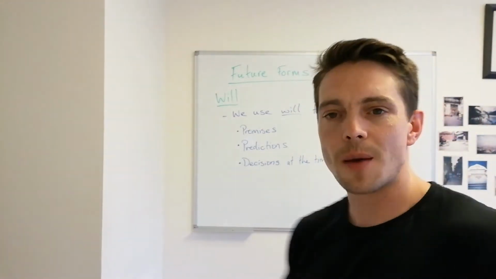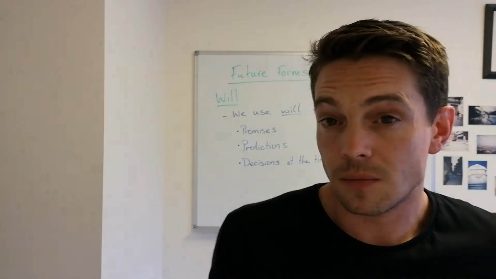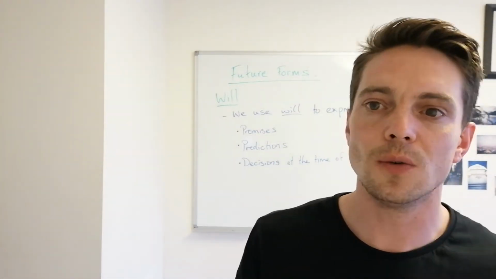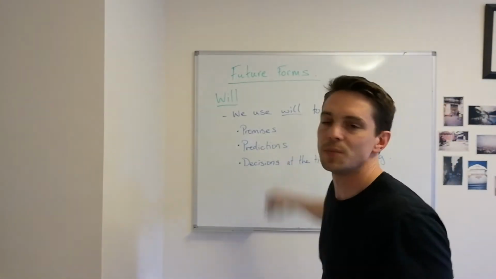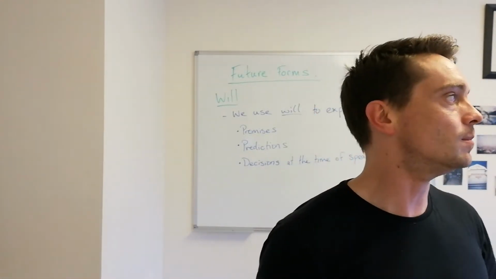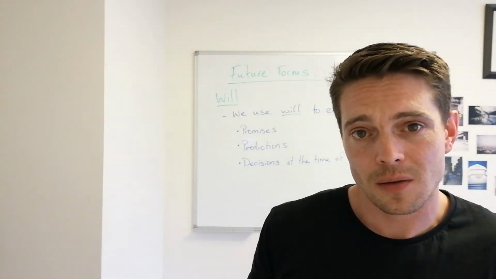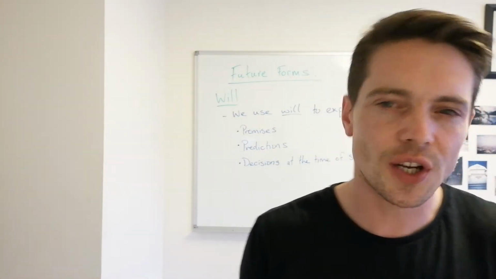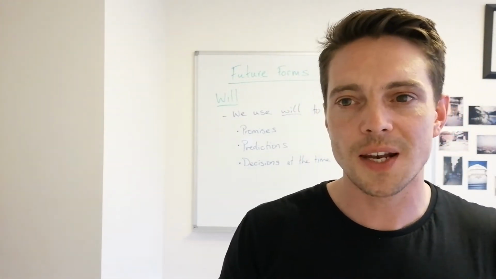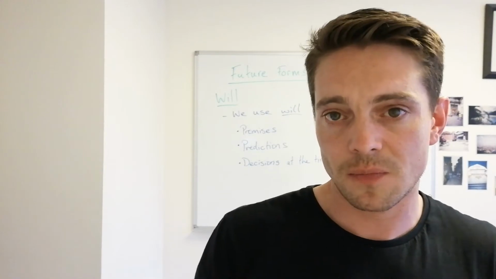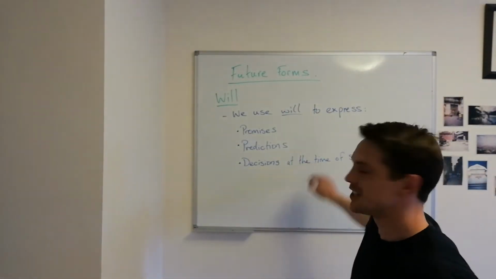The first one is promises. So for example, if someone asks you, will you help me? And then you will say, I will. That's a promise. Second one is a prediction. So maybe you will say, my team will win the cup. That's a prediction. You're making a prediction into the future. You don't necessarily have any evidence, but you're making a prediction for the future. Now, the next one is a decision made at the time of speaking.